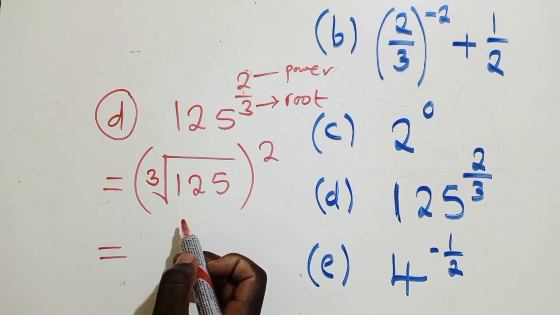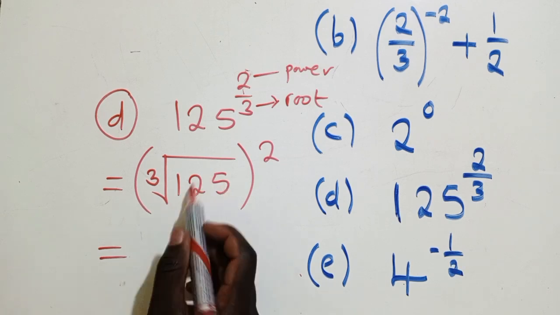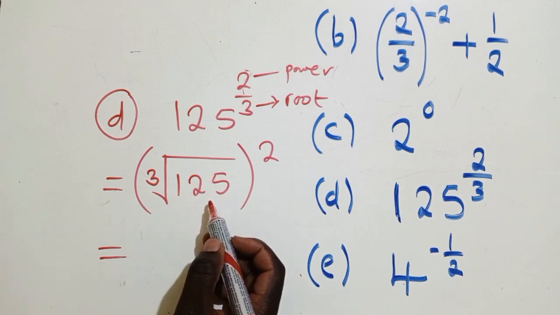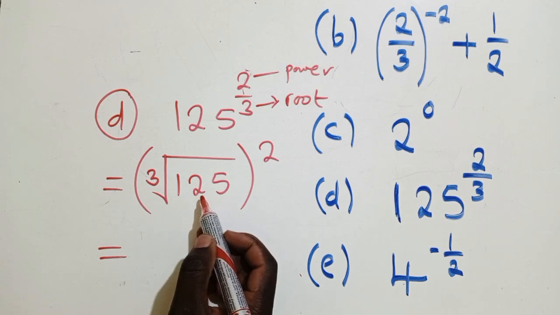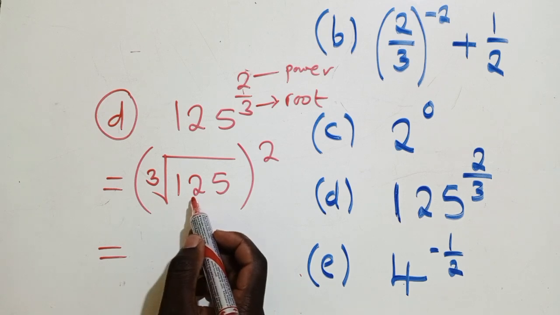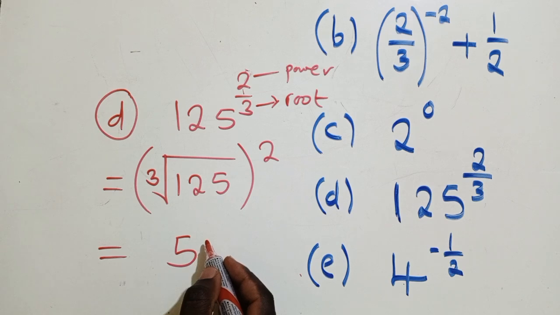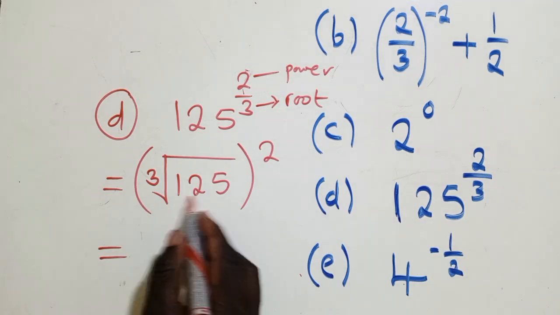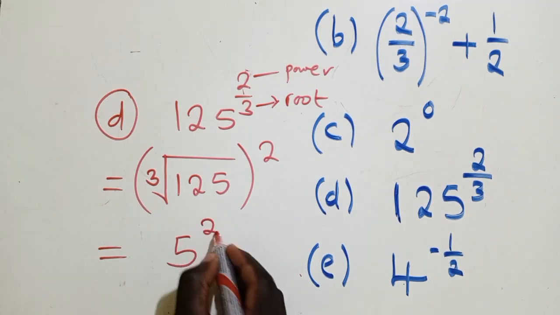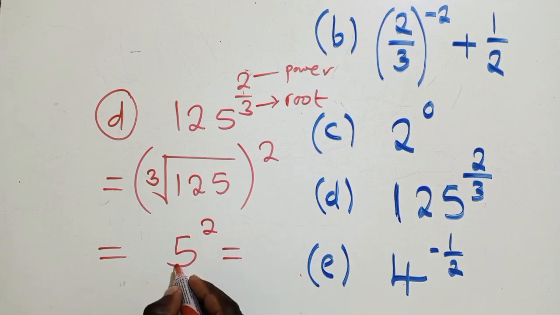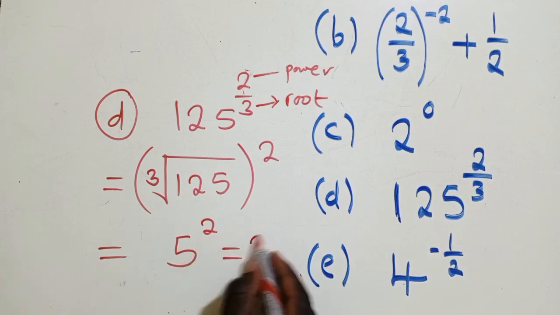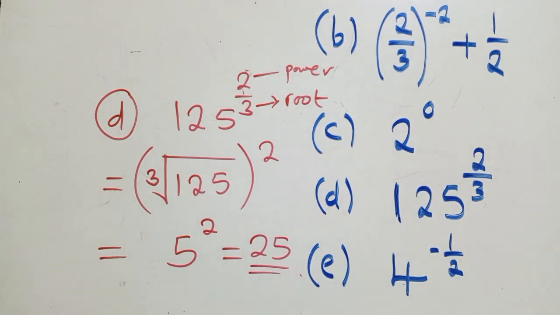Now, what do we mean when we say cube root? We have to find a number such that when it multiplies by itself 3 times, it gives us 125. And that is 5, because 5 times 5 is 25, and 25 times 5 is 125. And then power 2 there, of which this will just be 5 times 5, which is equal to 25. We go to the last question.